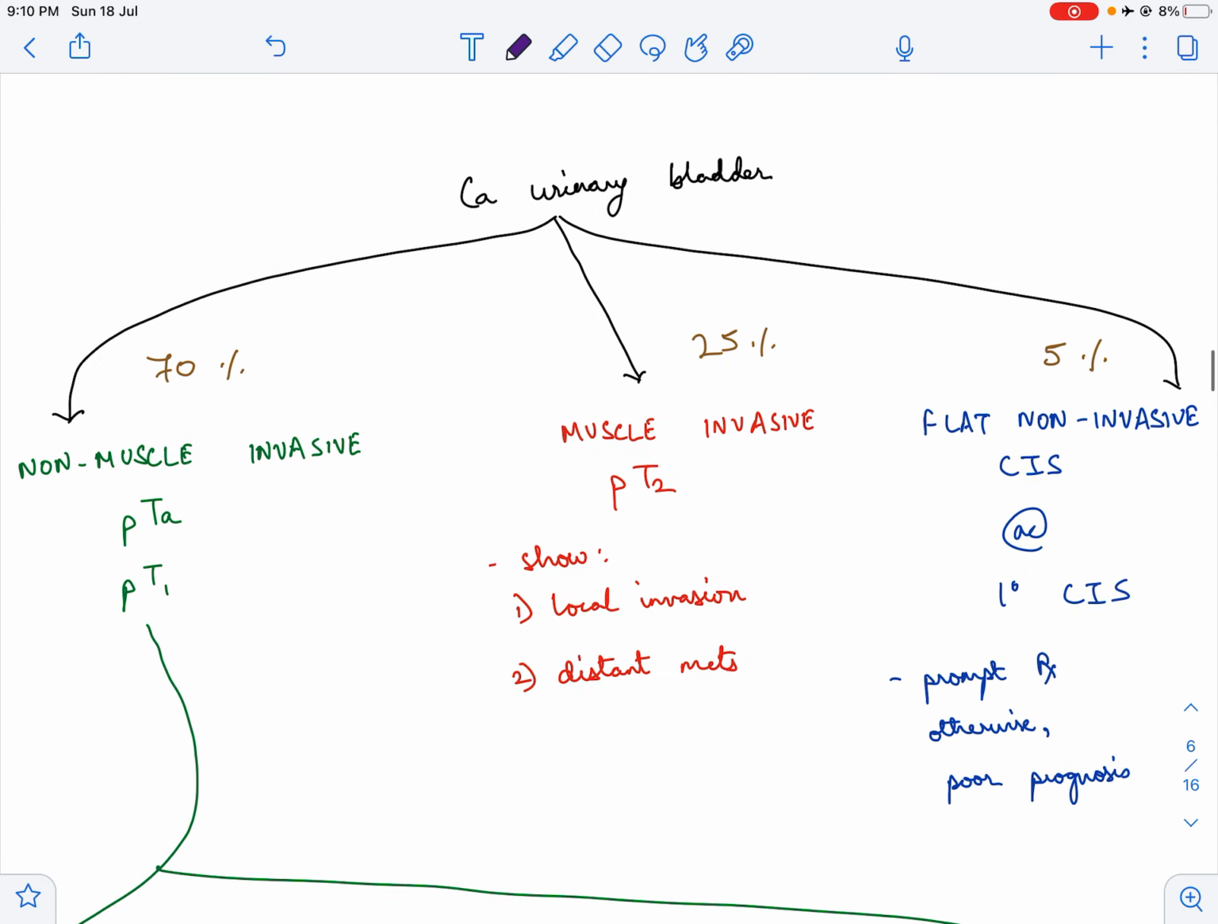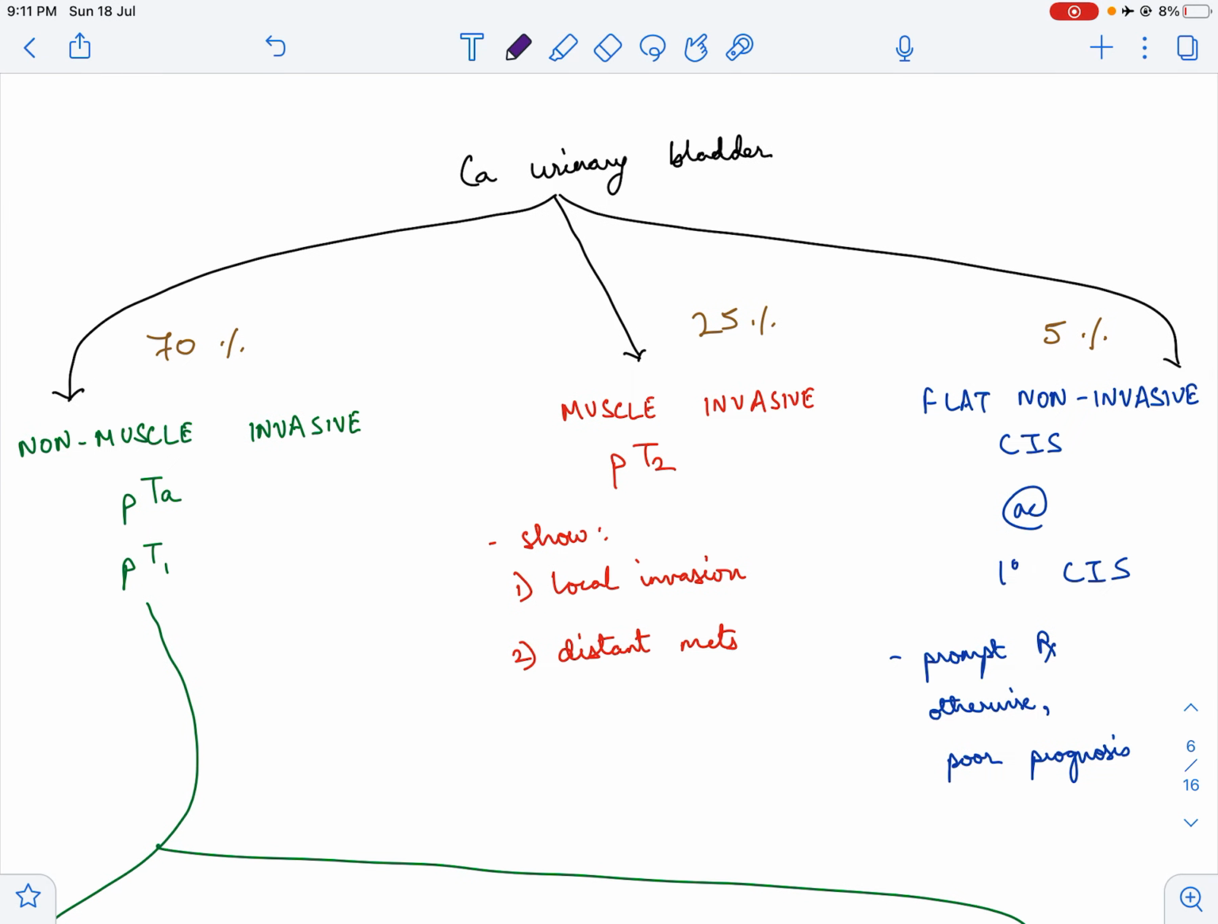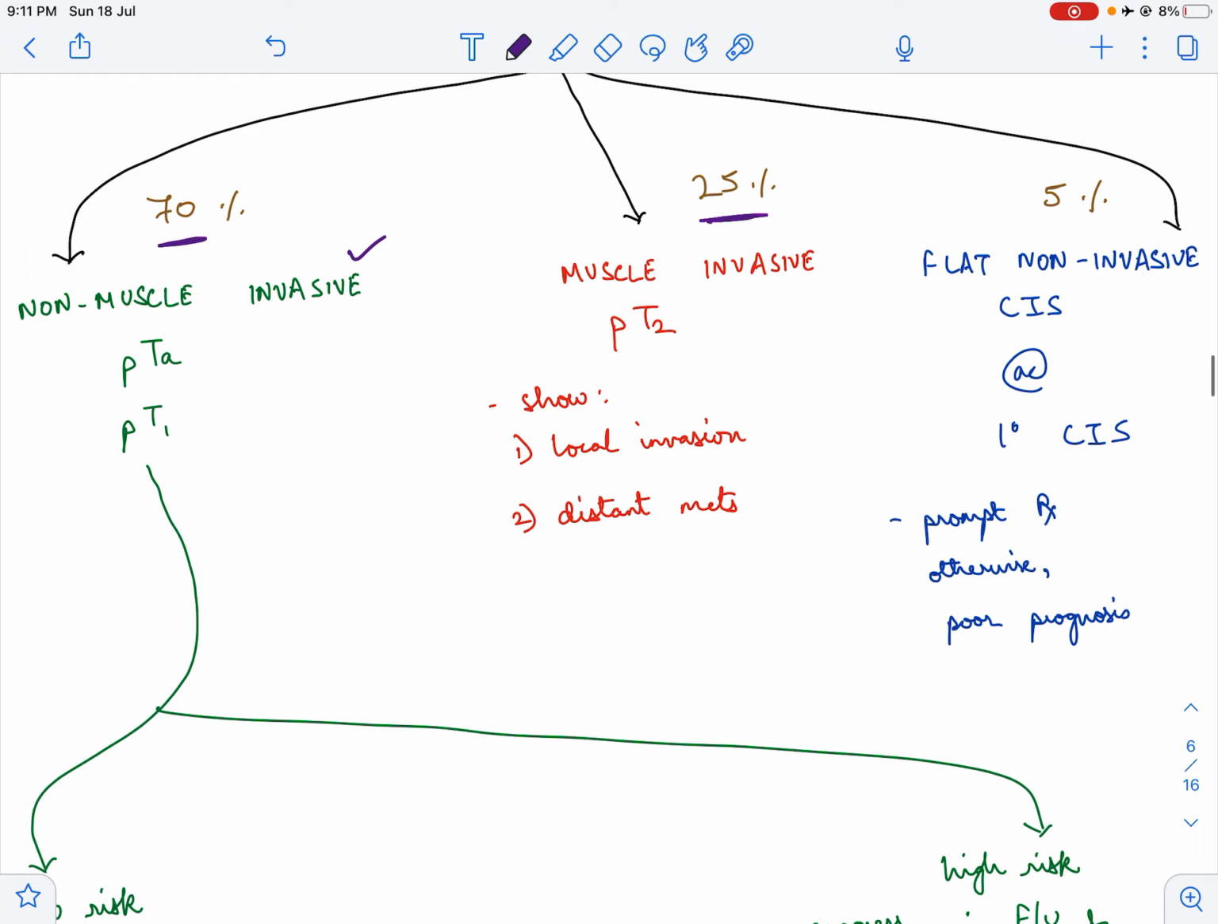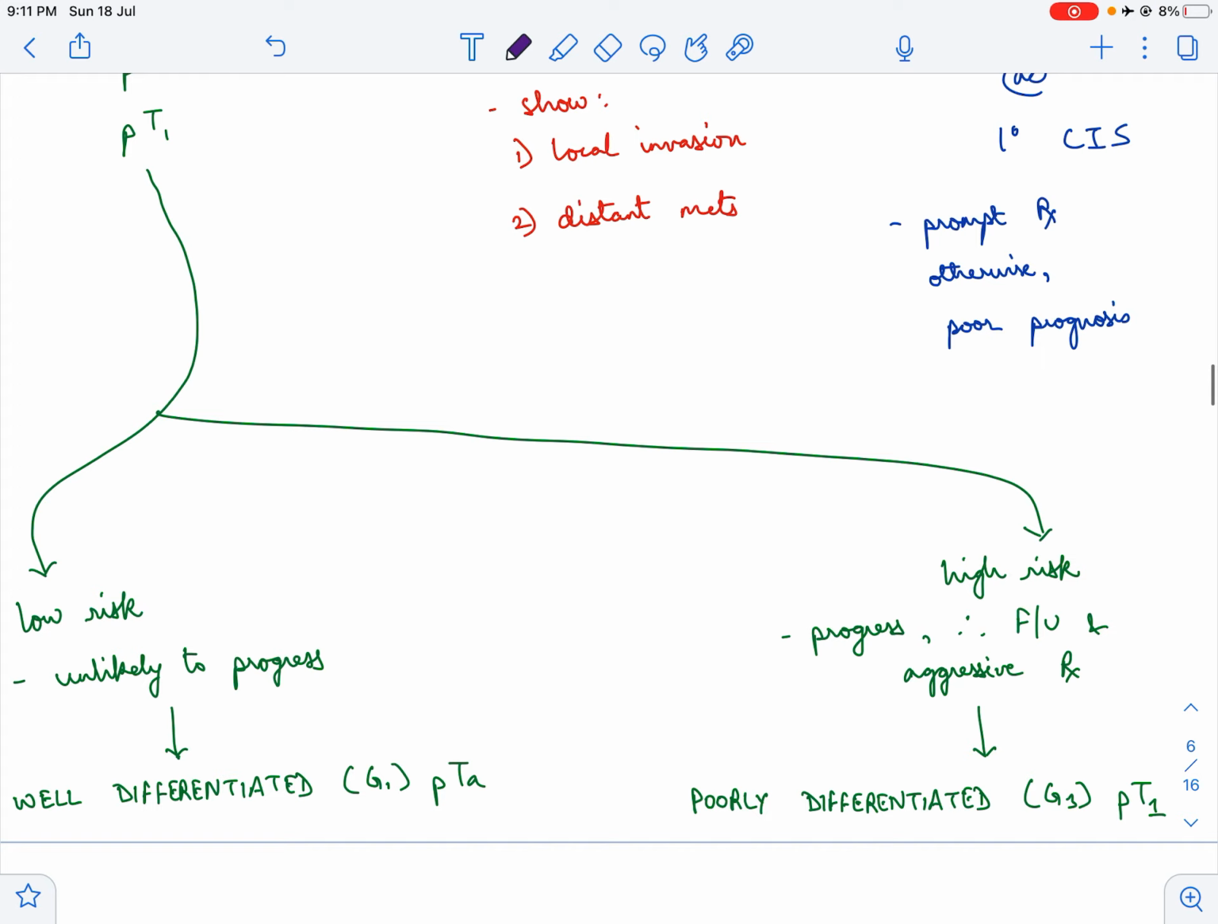Now, carcinoma urinary bladder is of 3 main types. The bulk of it, the most common, 70%, is non-muscle invasive, 25% is muscle invasive, and 5% is flat non-invasive CIS, that is primary carcinoma in situ. Now, non-muscle invasive is PTA and PT1. This is again divided into a low risk and a high risk. Low risk is PTA. It has a very low risk of progressing to a higher stage. This constitutes the well-differentiated bladder tumors, so it will be G1, PTA.